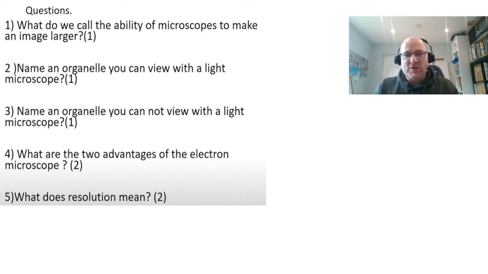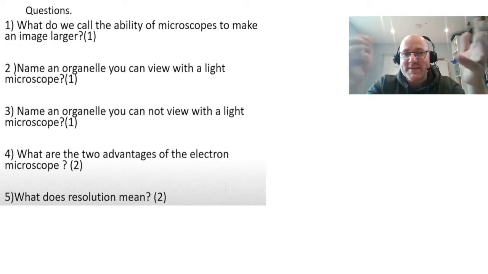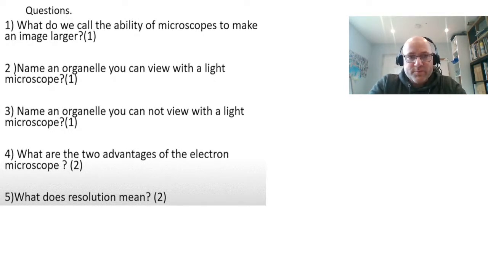There are other definitions, like resolution is the ability to distinguish clearly between two objects or see two separate objects, but you don't need to say that. You can just say it's the ability to see things clearly. So that's the resolution.